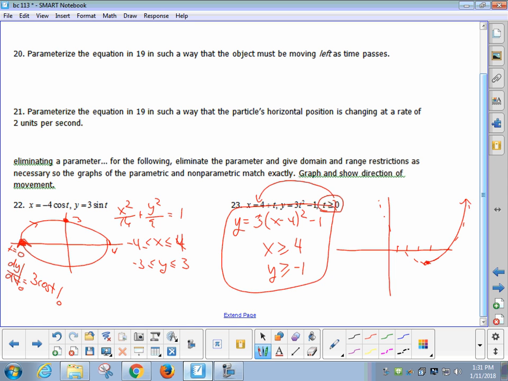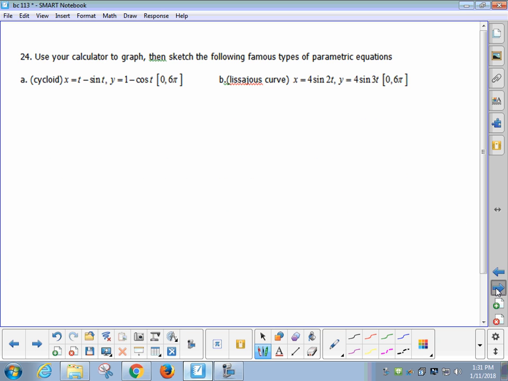And what's the direction of movement? As time gets bigger, x gets bigger, so we move right, and y also gets bigger, so we move up. Okay? Got it? Okay, this is one of my favorites.